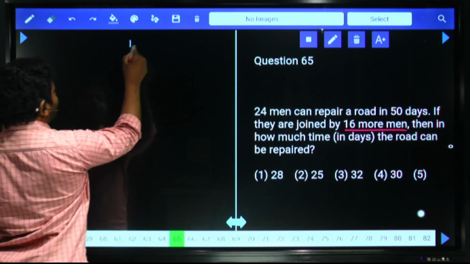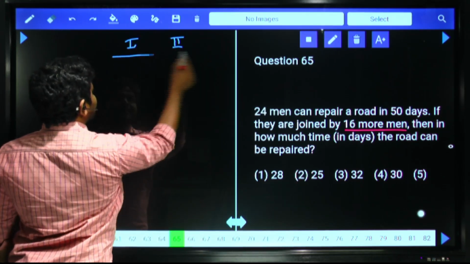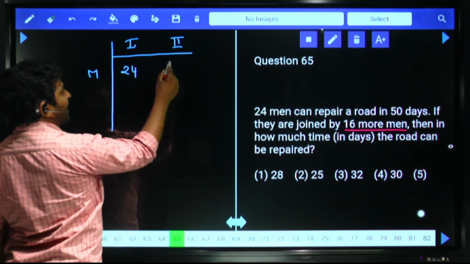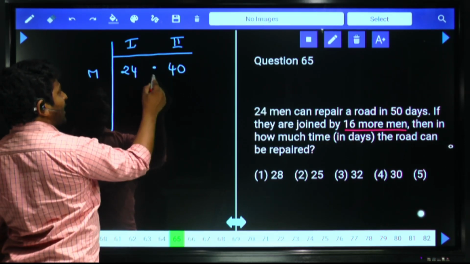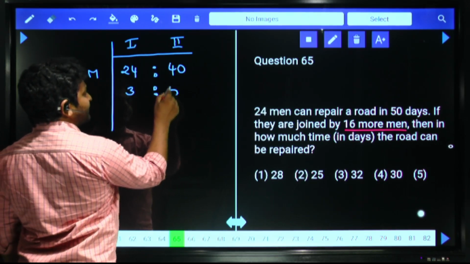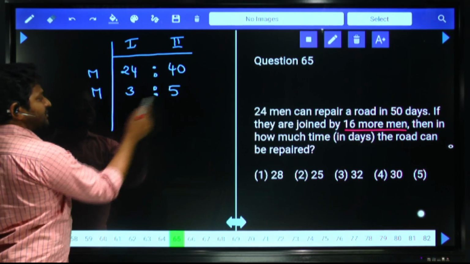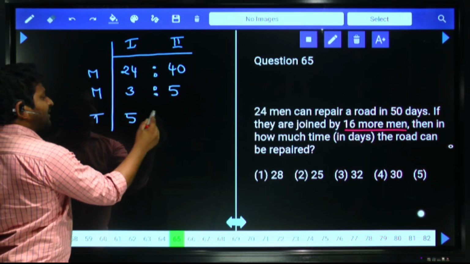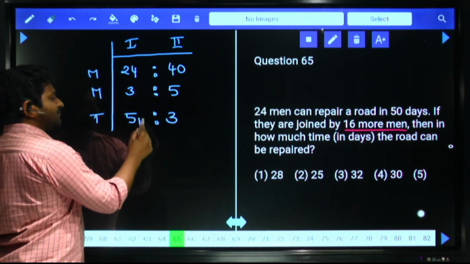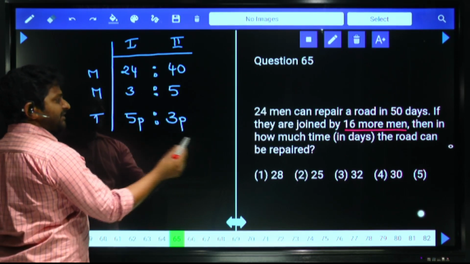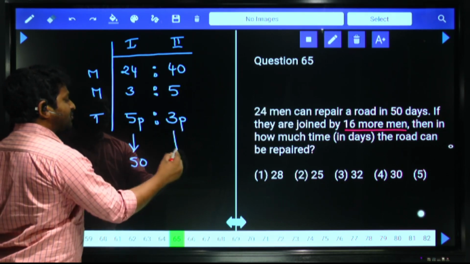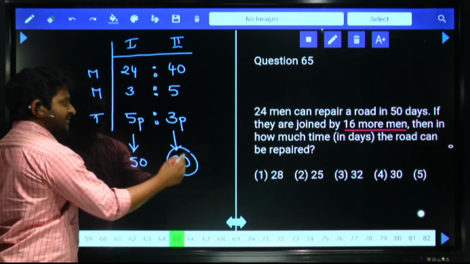Now, we have two different cases, first case and then second case. Number of men: initially, we have 24 men. If 16 more people are added, it will become 40. So, identify the ratio between both. 8 threes are 24 and 8 fives are 40. So, men ratio is 3:5. Then the time ratio will be inverse to that, because efficiency and time are inversely proportional to each other. Time ratio becomes 5:3. Initial days are 50 days. If 5 parts equal 50, 3 parts equal 30. So, the answer is 30 days.